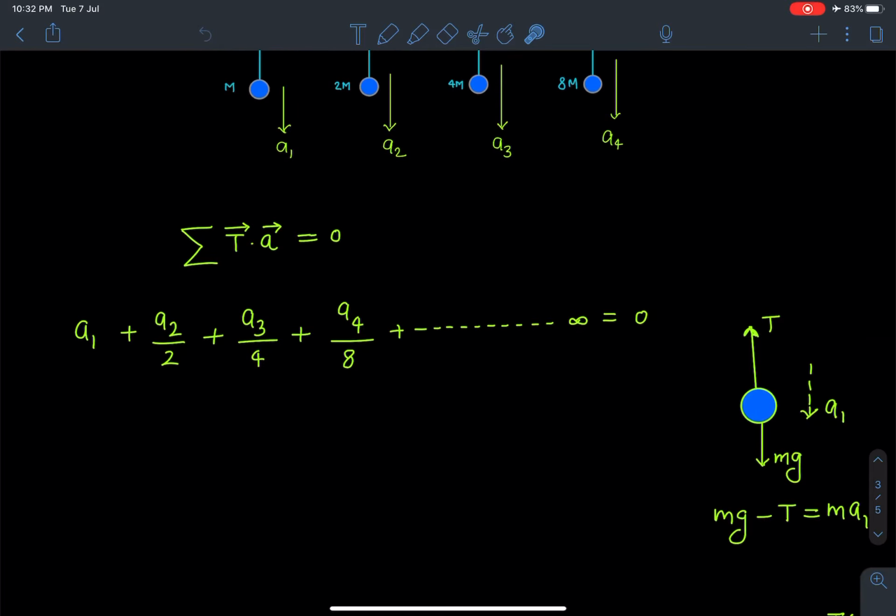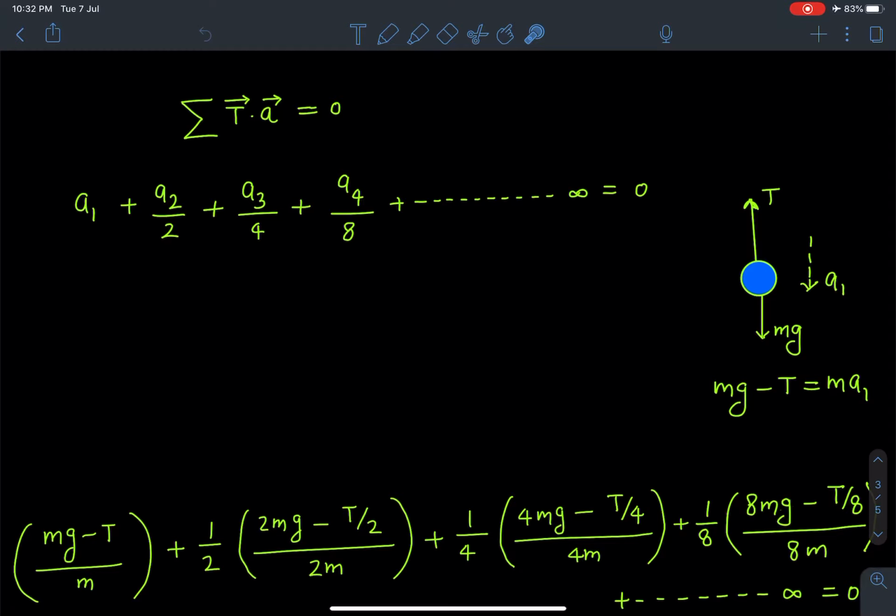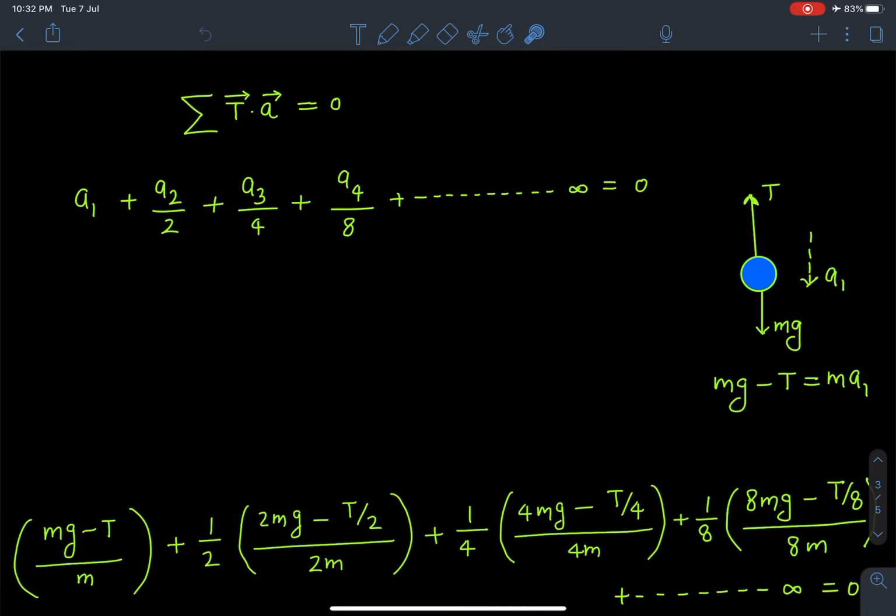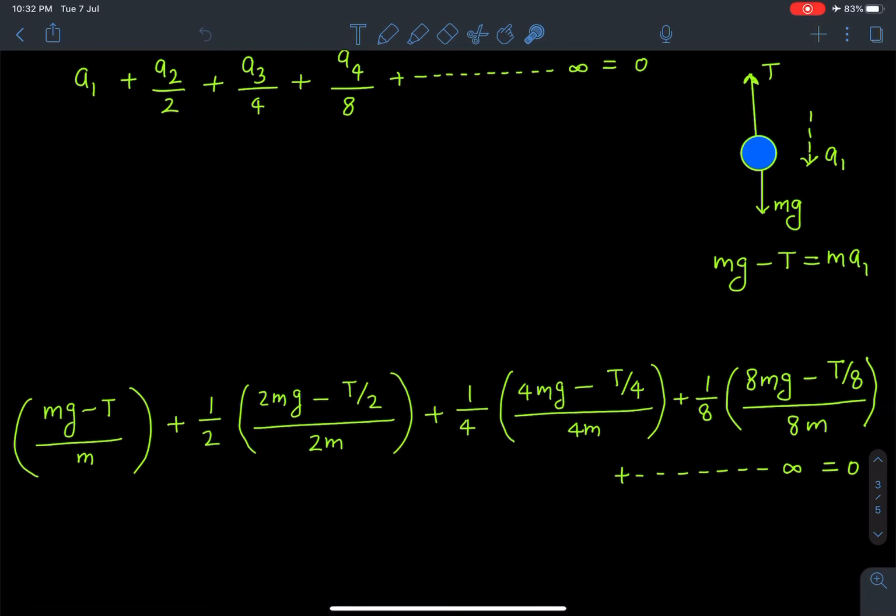Now if you see any one mass, the first mass, here tension is T in the upward direction and mg is in the downward direction. I'm assuming acceleration a1 is in the downward direction. So I'll write the force equation for this as mg minus T equals m a1. Now I'm going to substitute the acceleration value for each mass in this equation. From the first equation, a1 is going to be (mg minus T) by m.